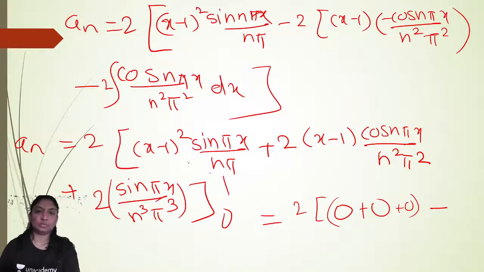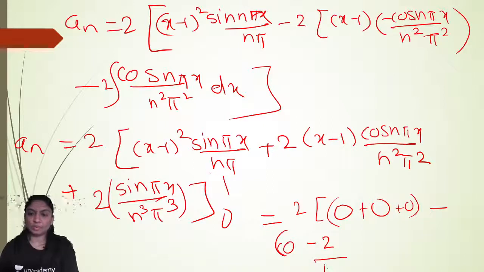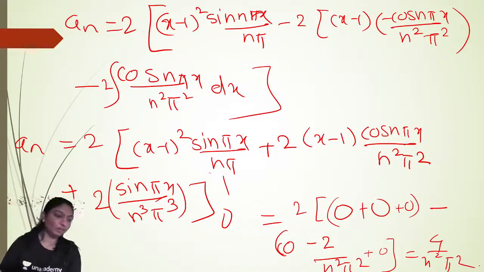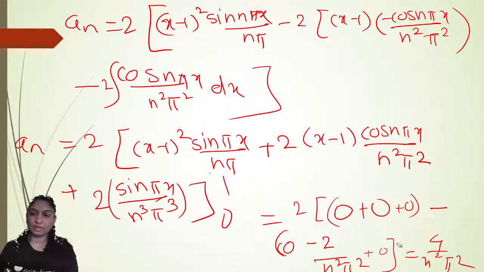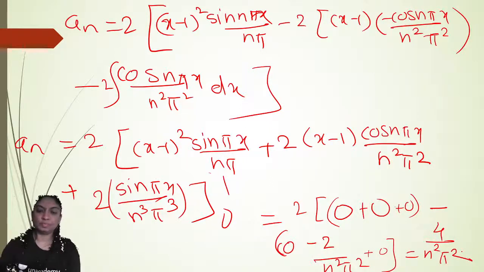put x is equal to 0. So x is equal to 0, this term becomes 0. Here is minus 2 upon n square pi square. Here sin 0 is 0. So this is minus 2 plus 2, which is equal to 2 into 2 upon n square pi square. So the value of a n is 4 upon n square pi square. I hope you are clear here. Right?